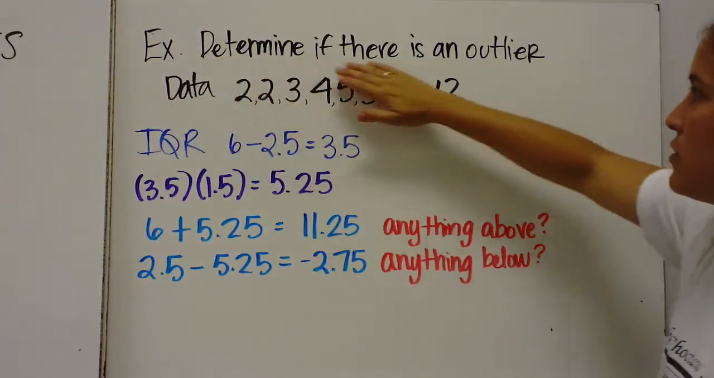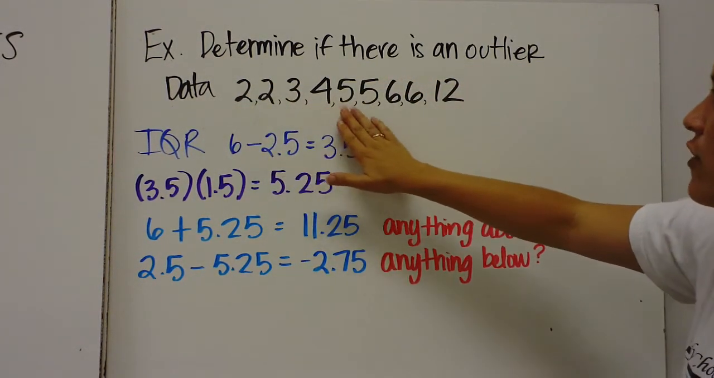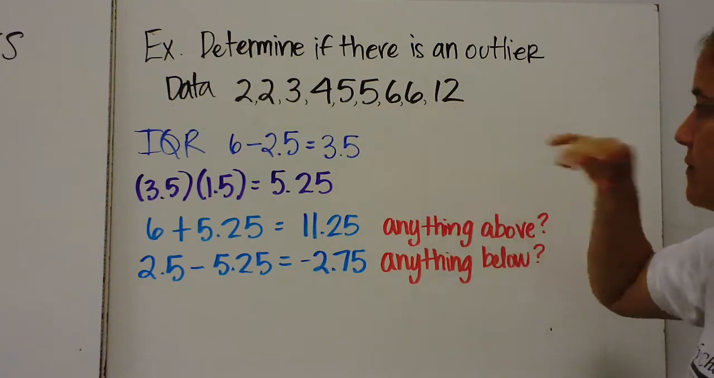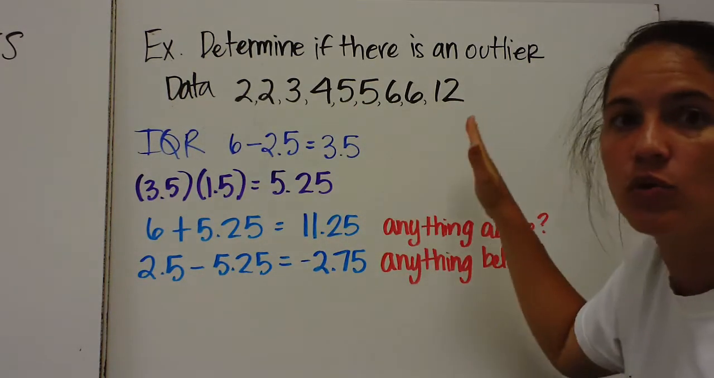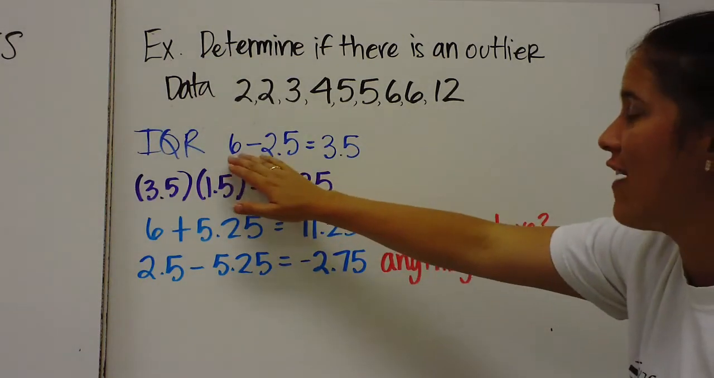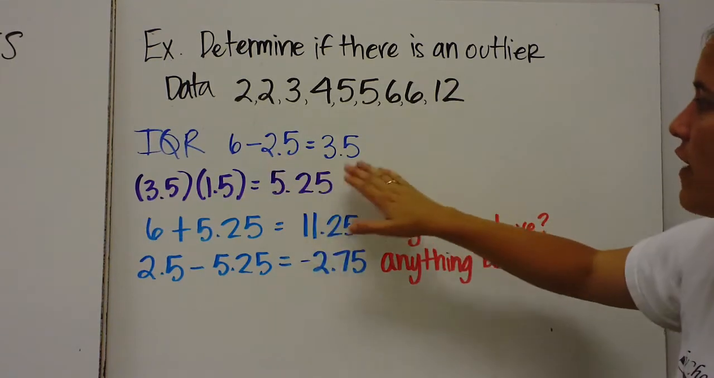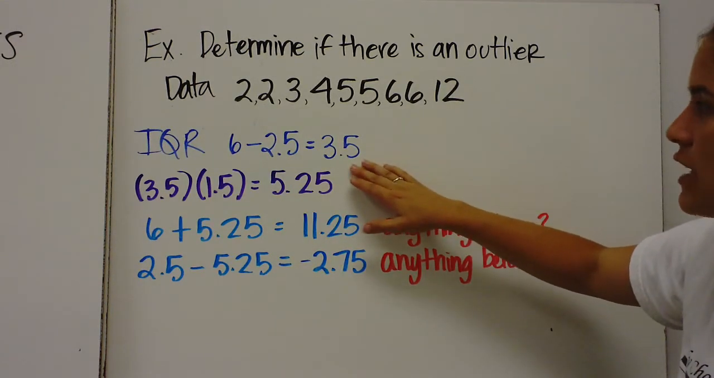All right, so here's another example. Determine if there's an outlier. Here are some data: 2, 2, 3, 4, 5, 5, 6, 6, 12. So you might be thinking, oh, 12 is an outlier. Well, let's mathematically test it out. I've already found the IQR for you. 6 minus 2.5 is 3.5. Again, weird.